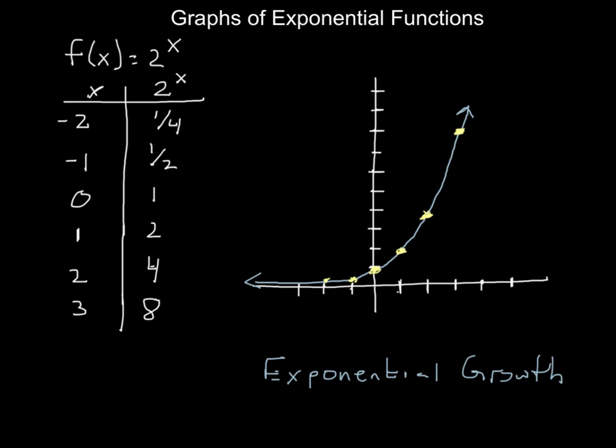Now let's take a look at graphs of exponential functions. We're going to start out with f of x equals 2 to the x. So what I'd like you to do right now is pause the video and go through and evaluate 2 to the x at all of these values here and confirm the results that you see here. Once you do that, then come back, and we'll talk about how we graph this.